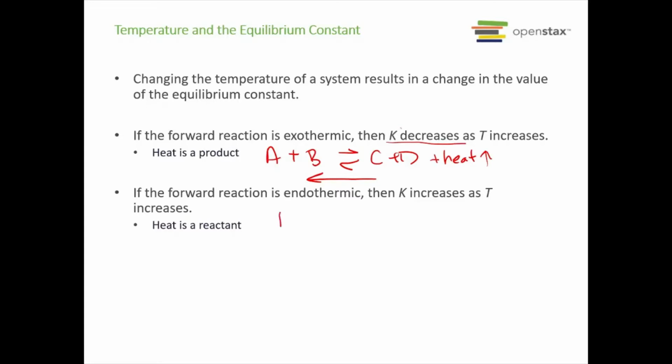If we have an endothermic reaction, that means heat is a reactant. So if we increase the heat here, now we're going to shift our equilibrium to the right towards the products, meaning that the products now are going to be higher in concentration. So our numerator in our K expression is going to be higher. So our K is going to increase.